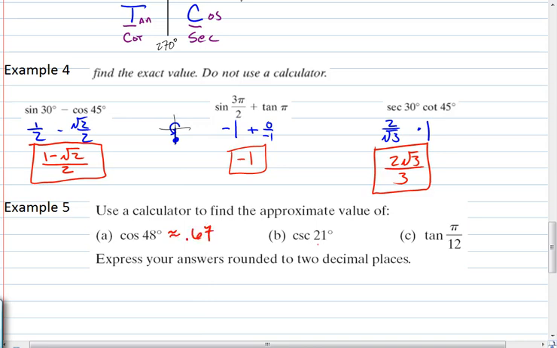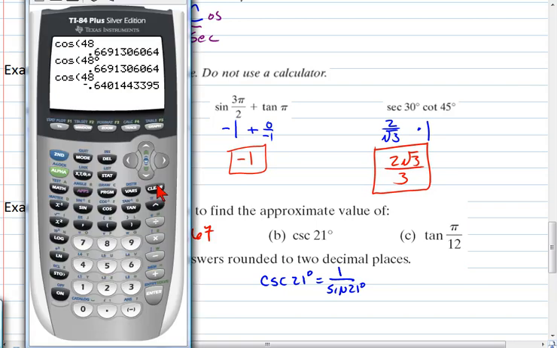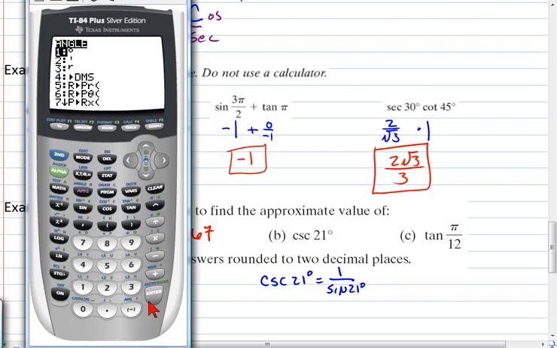We have cosecant 21 degrees, but we said for B here, we don't have a cosecant button on our calculator, but cosecant 21 degrees is equal to 1 over sine of 21 degrees. So on our calculator, we're going to hit 1 divided by sine of 21 degrees. And I think I put my calculator in radians, so I'm going to have to stick that degree back on there. And we get 2.79.